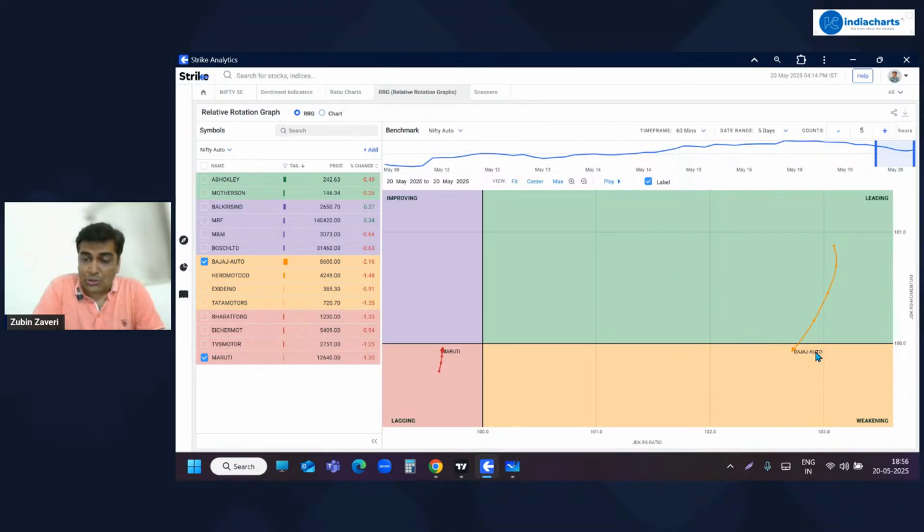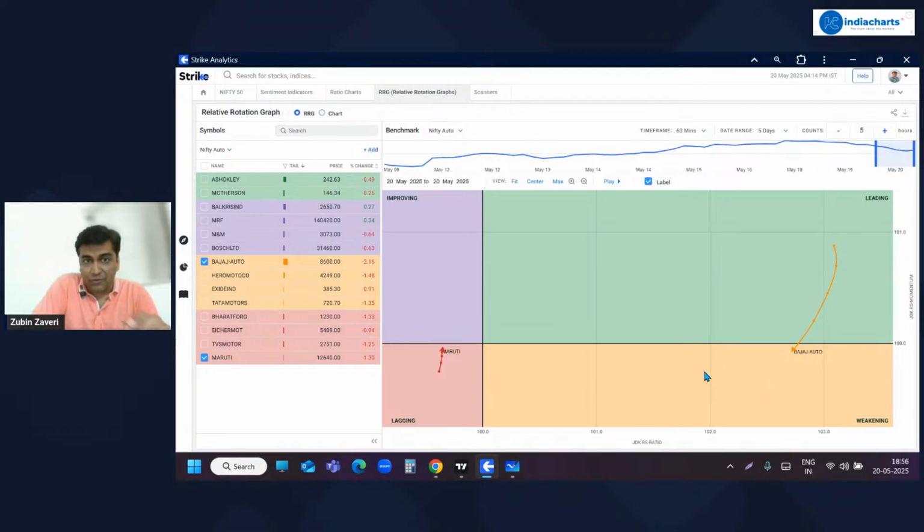Okay, so the momentum of the RS is coming down, and the momentum of RS for Maruti as compared to auto is coming up. But Maruti is in the lagging quadrant. It indicates that Maruti is an underperformer compared to Nifty Auto, and Bajaj Auto is an outperformer compared to Nifty Auto.